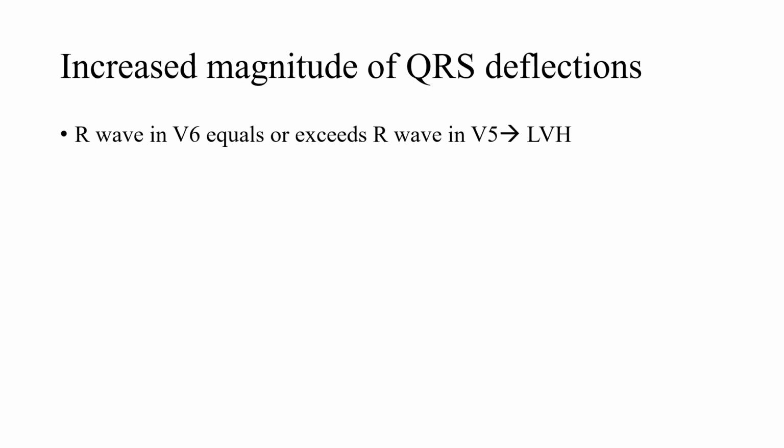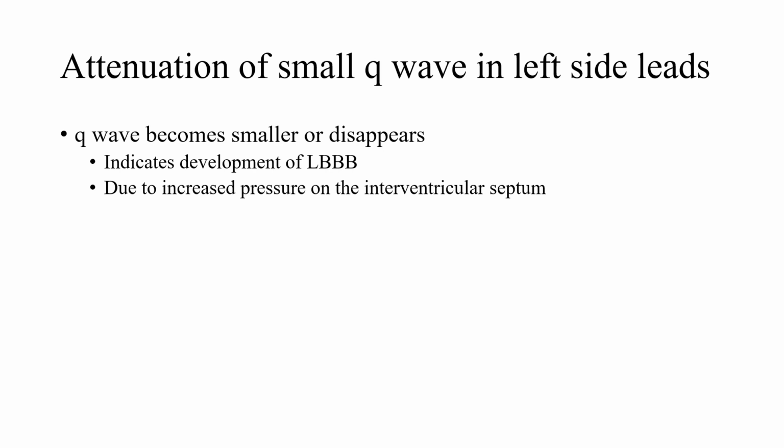Usually V5 is the direction in which the axis is oriented. But because of symmetrical hypertrophy, the axis will get slightly deviated towards V6. So there is an R wave which can equal or exceed the R wave in V5. Regarding the attenuation of small Q waves in the left-sided leads, this occurs because of the systolic overload: there will be hypertrophy, and it will affect the interventricular septum also. So the Q wave disappearing indicates the development of left bundle branch block, because of the increased pressure on the interventricular septum.